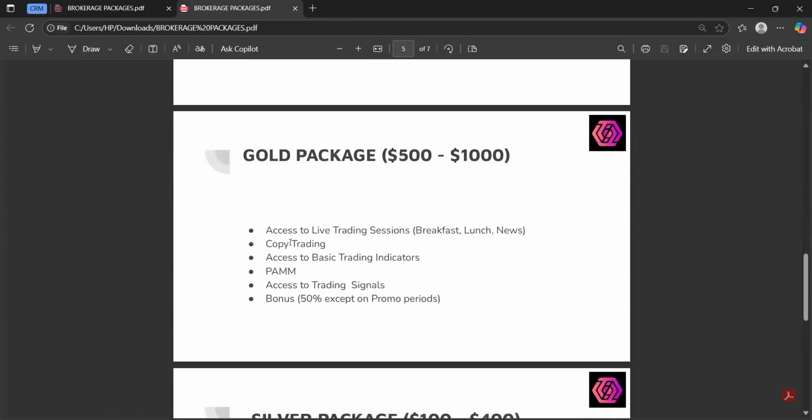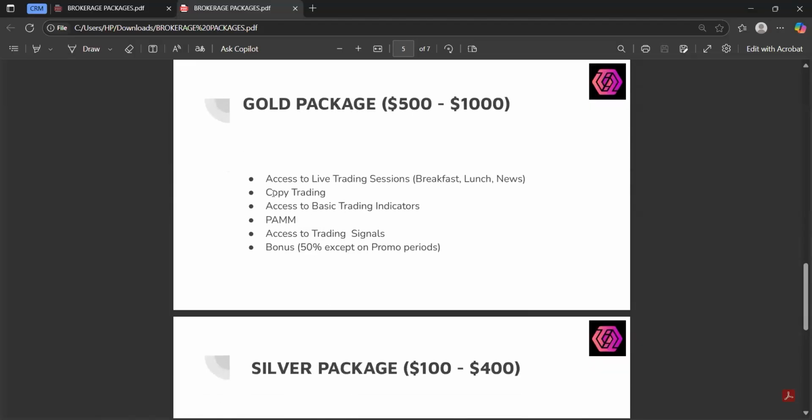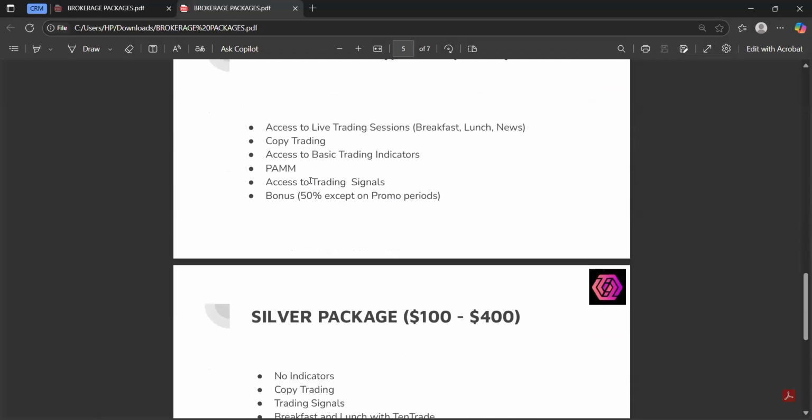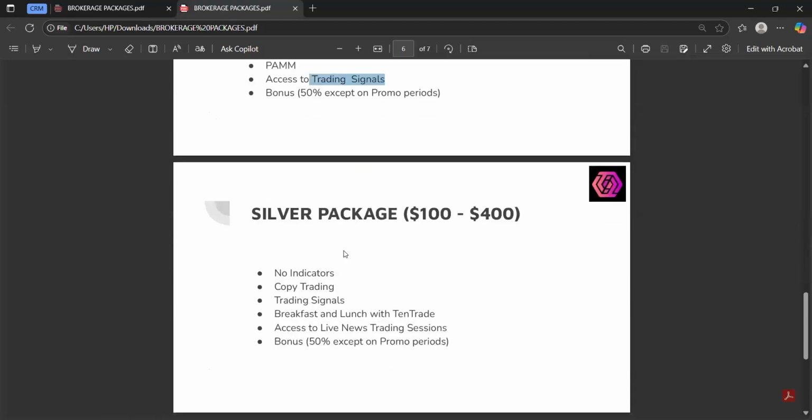Now on the Gold package, you have access to live trading sessions. You can opt for copy trading if you want. You have access to basic indicators, not this one, the other indicators. You have access to trading signals. I send trading signals on my WhatsApp status.